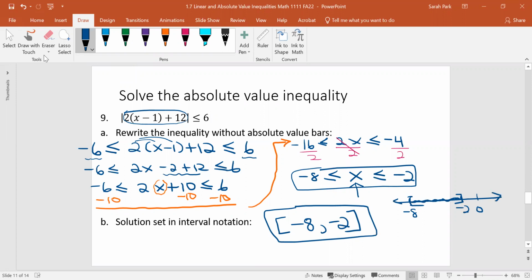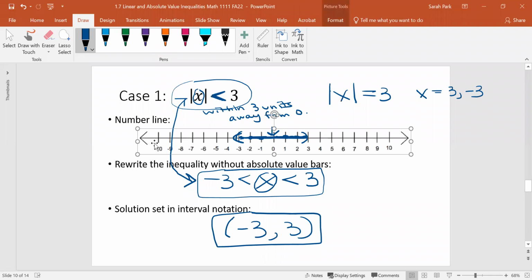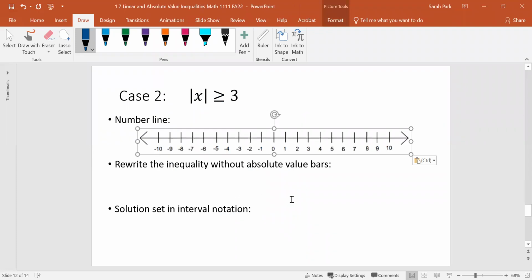Okay, let's look at the second case. What happens if it's absolute value greater than or greater than or equal to 3? So the direction has changed. This is now greater than. What this means is, and I don't have a number line here, let's see if I can copy and paste this. I meant to do that earlier. Okay, there we go. So x is greater than or equal to 3.